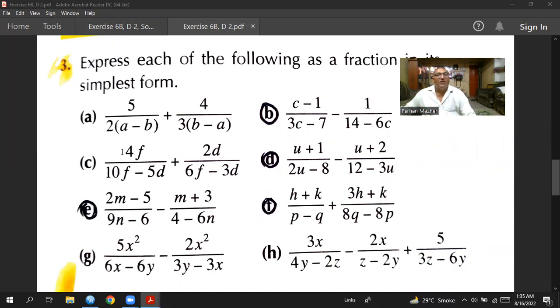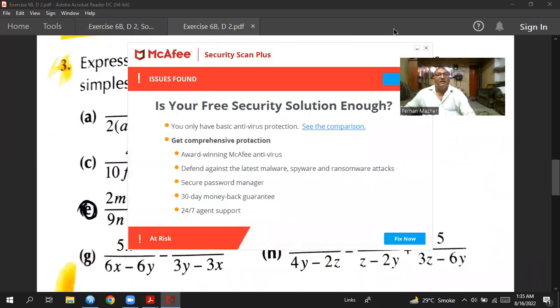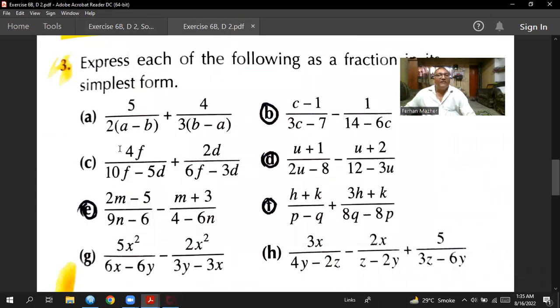You will have 4F divided by 10F minus 5D plus 2D divided by 6F minus 3D. So from here, I can take the 5 common, and in the bracket, you are left with 2F minus D. Here, I can take the 3 common, and in the bracket, you will be left with 2F minus D. And then I can multiply here upstairs, downstairs with the 3, and here upstairs, downstairs, I can multiply with the 5, and the denominators will become same.